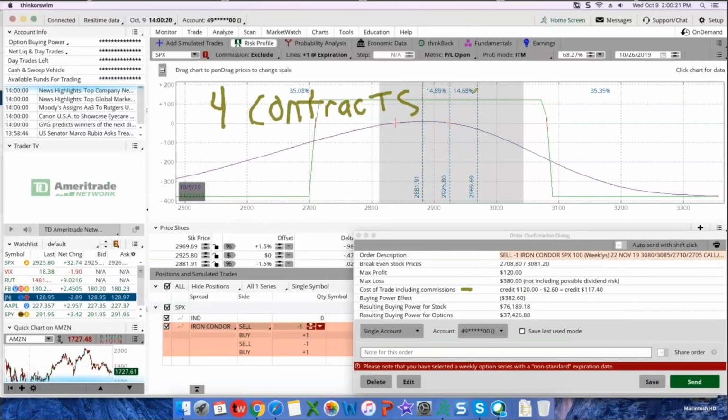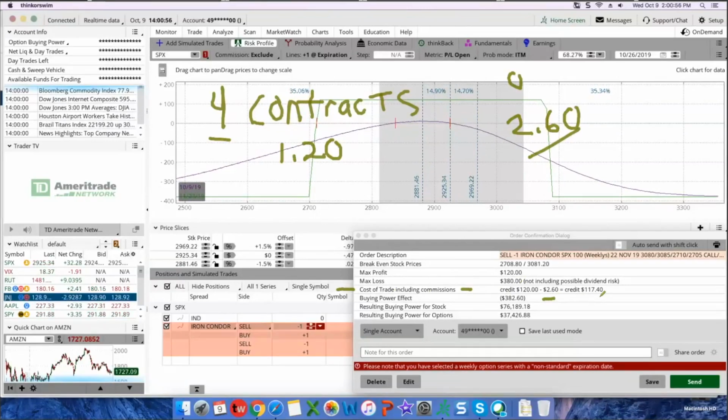4 contracts at 0 would be 0, but let's look at cost of trading including commissions. So they're looking at a credit of $120 minus $2.60. Agree? So they're charging me $2.60 commission for 4 contracts. Did I read this right? Cost of trading including commissions. My credit of $120 minus $2.60. So my credit would be $117.40.